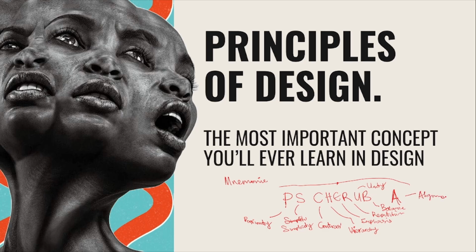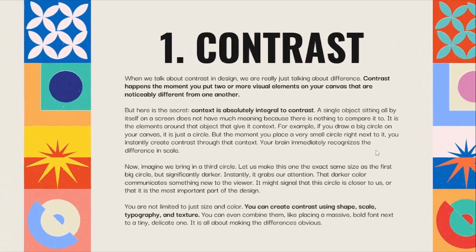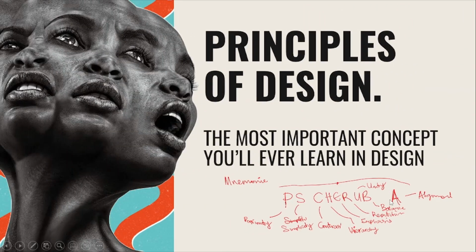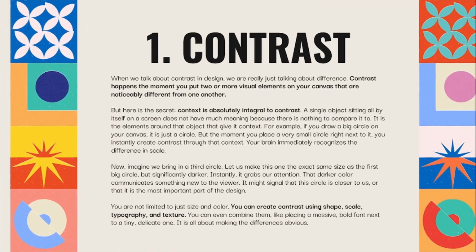Yeah, and I put it at the back intentionally, like make it separate, because it's the last thing you usually check in the design. You check it while you're designing, but before you submit your design, you have to go through alignment because it's usually obvious. Like people will see if your design is not aligned, they will see it immediately. So it's the last thing you check before you submit. So PS CHERUB A. So let's go through each of these principles one by one.